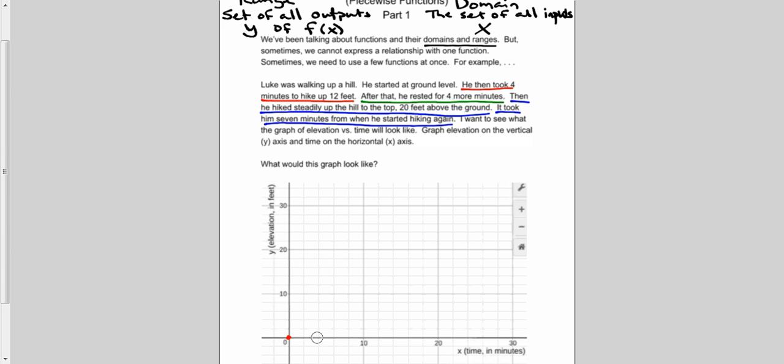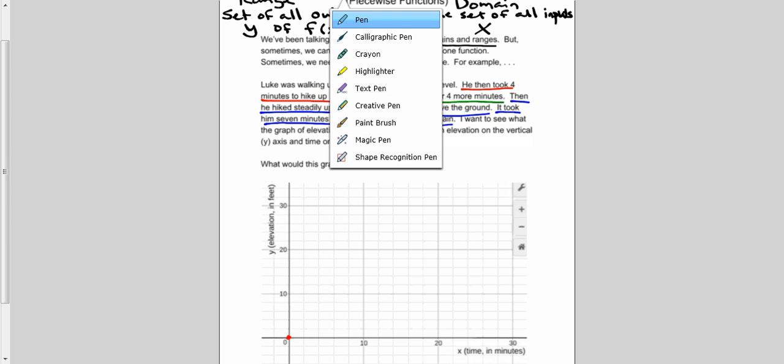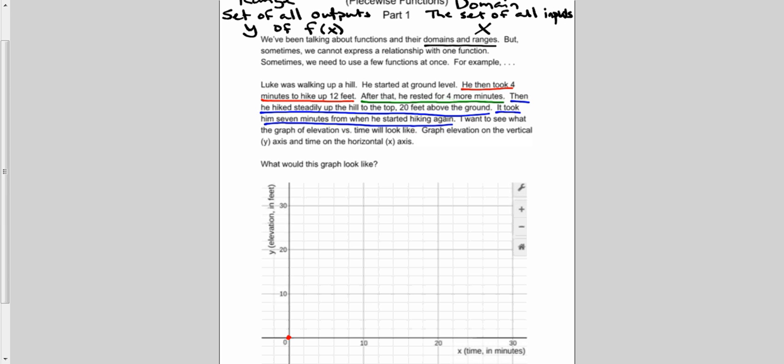Now, it took him 4 minutes to go up 12 feet. So now, here's 10, and 1 more square is 12. So that's where I'm going to put my first dot, and it's going to be red right here. And then I'm going to draw a line between it because he had to get from the bottom to that point, and so he walked up there. Okay? Now, after that, he rested for 4 more minutes, meaning his elevation did not change for 4 minutes.